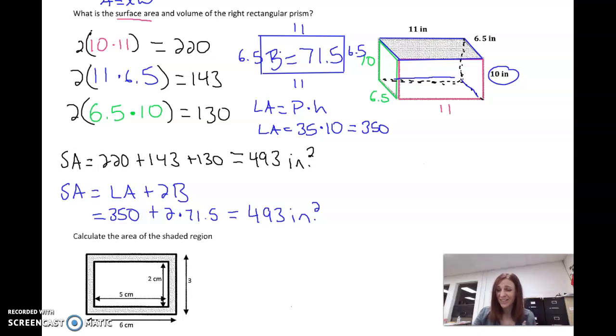So you don't have to do it both ways. Honestly, this way I think is a little easier for rectangular prisms, but for triangular prisms, right triangular prisms, sometimes it's easier to use the formula. I don't care. So we found the surface area.